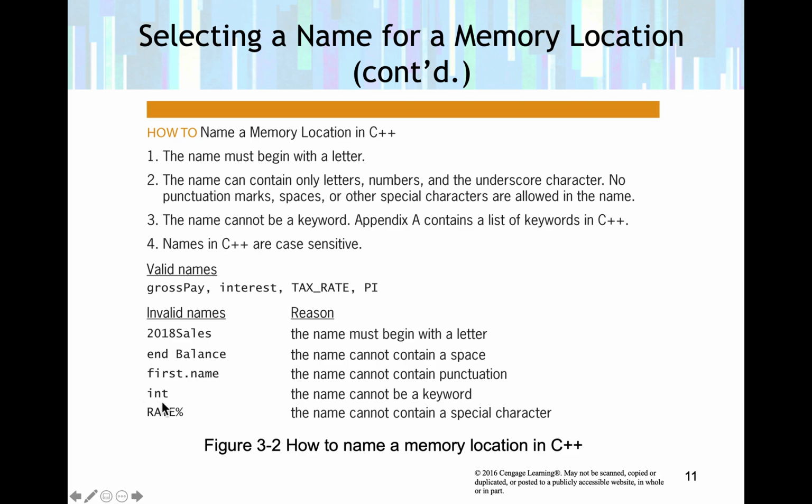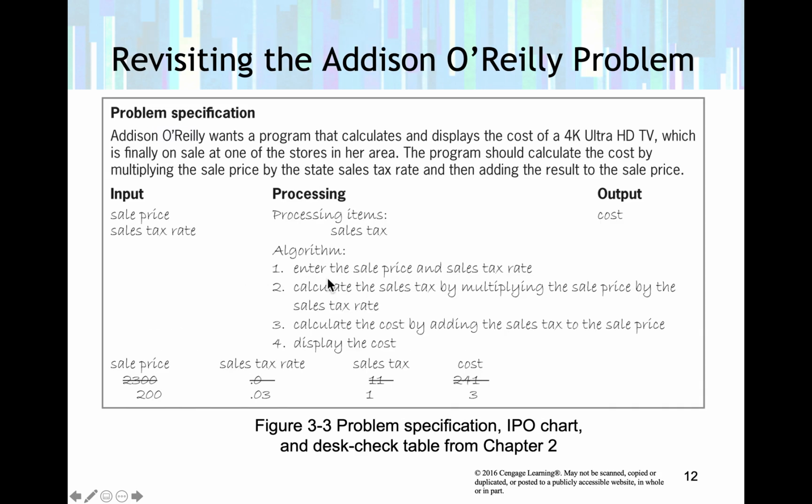We can't use int because int is actually a keyword that you're going to be learning. So it's what we call a reserved word. It's reserved for something. Can't do rate percent because we can't use that special character percent. Okay, so valid, valid, valid, valid. These are constants.